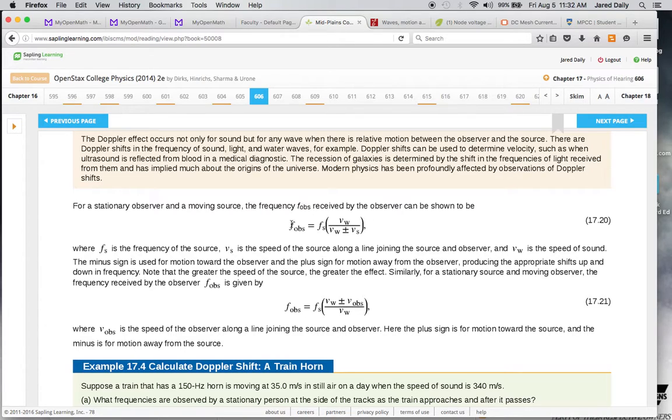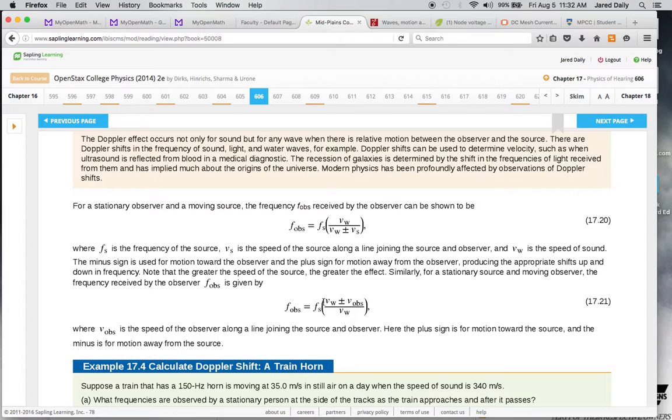And if you use this equation with a plus sign, then you're going to get a frequency that is lower for the observer than it is for the source. And so the plus sign is when the source is moving away from the observer. The minus sign will give you a frequency that is higher, and that is when the source is moving towards the observer. Now, what happens if the observer is moving? Well, it does change things, believe it or not.